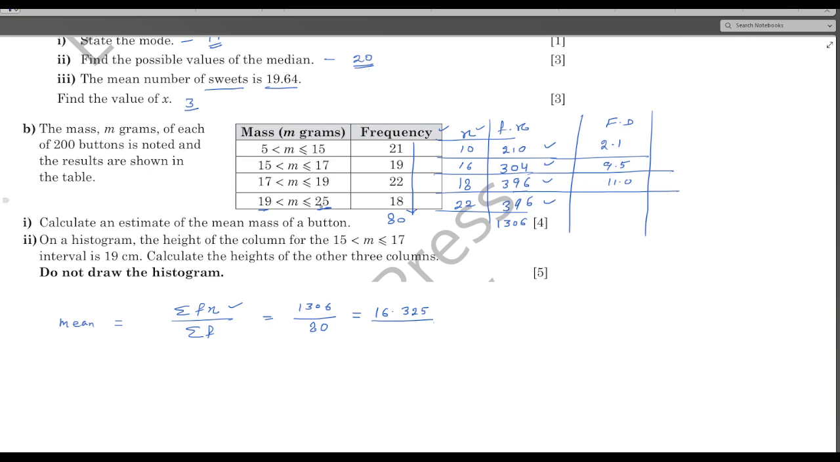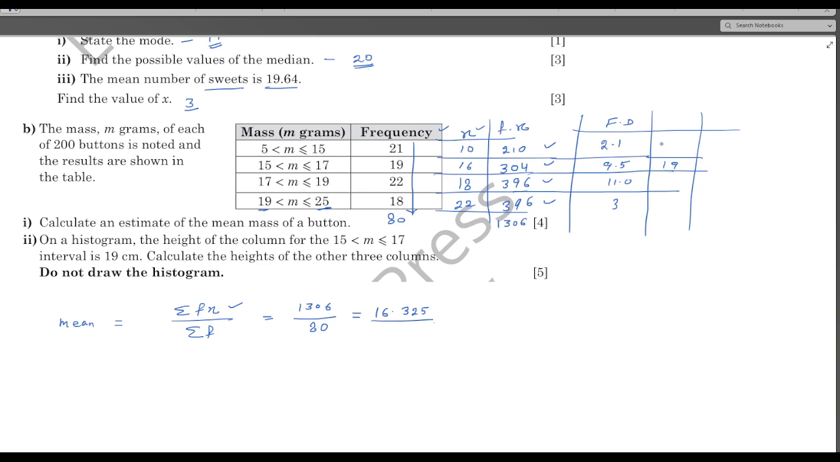And then 18 divided by, from 19 to 25 it is 6. So 18 divided by 6 is 3. Okay, so these are the frequency densities. Now, from 15 to 17, this interval, the height is shown by 19 centimeters. Where my frequency density is 9.5, I'm showing it by 19. So what I'm doing is simply multiplying the frequency density by 2.